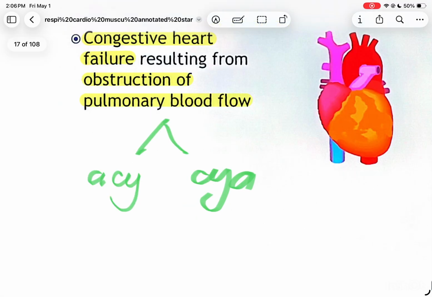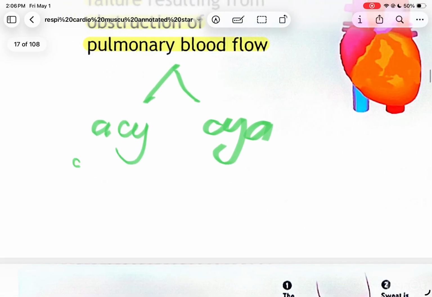So, we move on na din sa cardiovascular. So, that's all for cystic fibrosis. How many minutes?